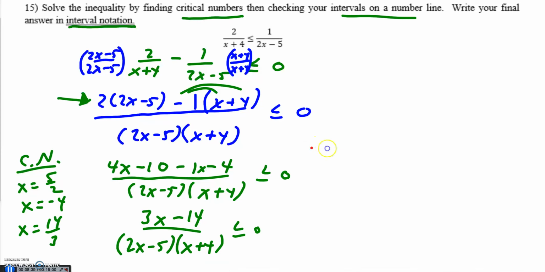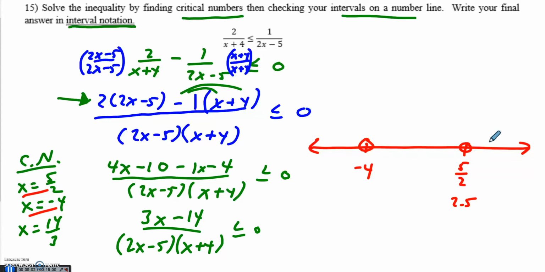Now, if we need to check these intervals with a number line, we first need to graph these critical numbers and think about if they're included or not. Because these two came from my denominator, they can never be included because we cannot divide by 0. So negative 4 would have to have an open dot on it. 5/2 or 2.5, I'll write them both ways, would also have to have an open dot on it. 14/3 is a little bit larger than 4, so it would be up here somewhere, so I'll write 14/3. This can have a closed dot though, because the inequality is less than or equal to, and this is considered a 0 because it's on top, so I'd have a closed dot there.